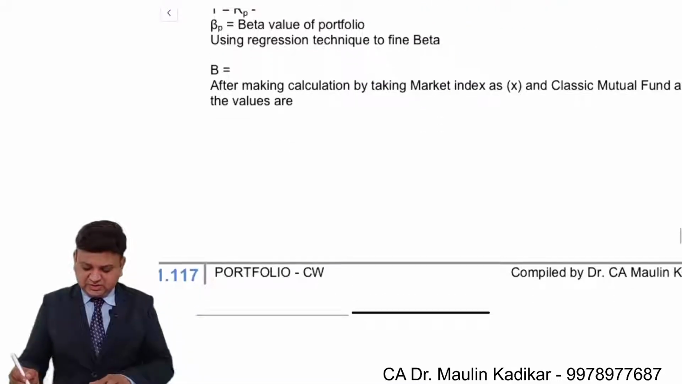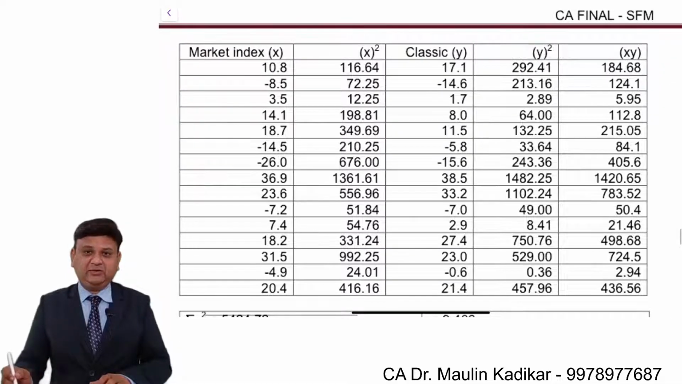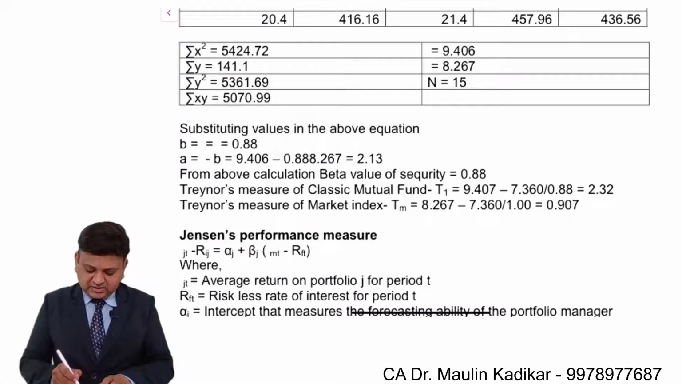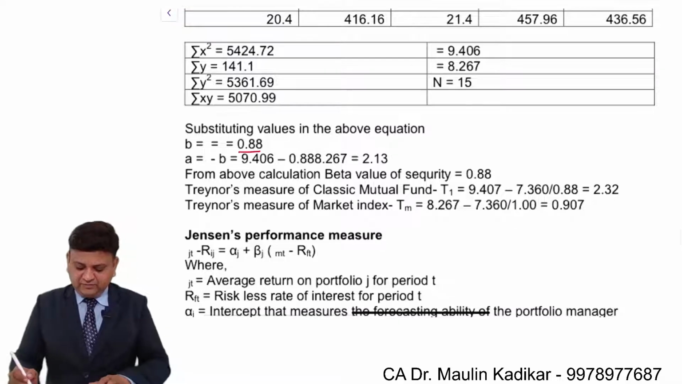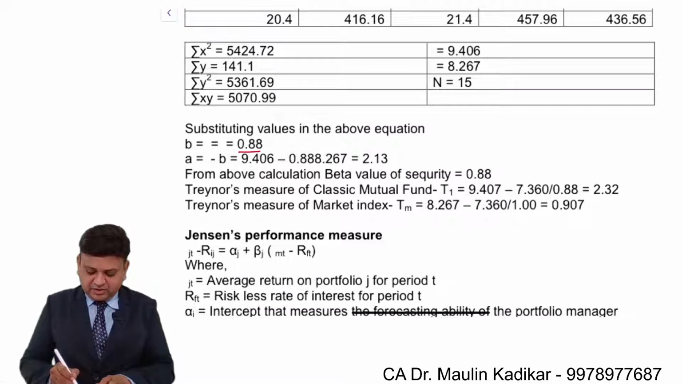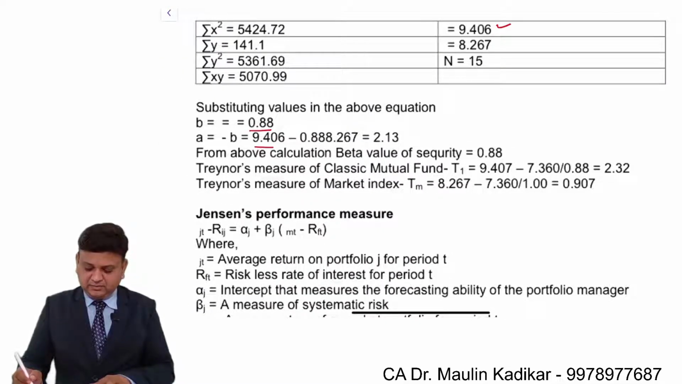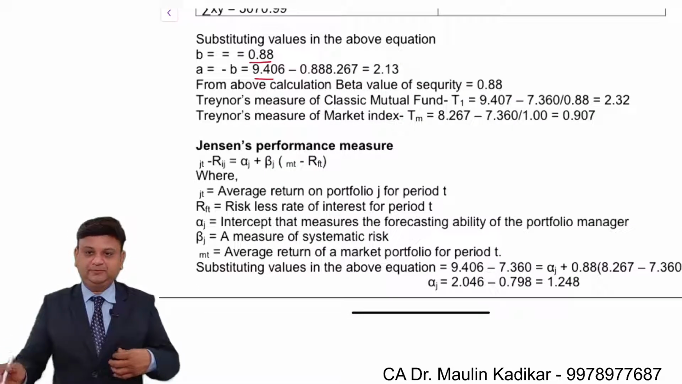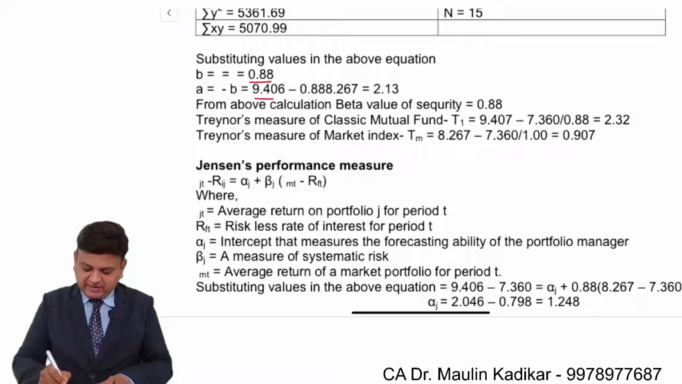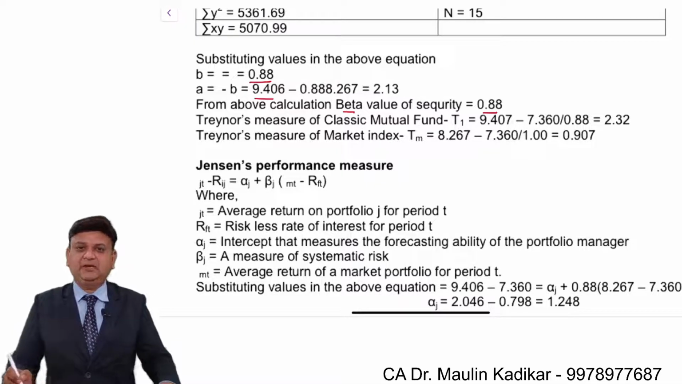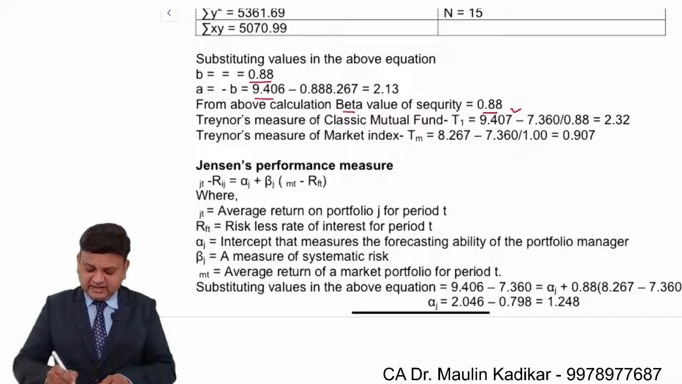As far as the Treynor's ratio is concerned, first of all beta will be calculated. With the kind of formula we usually apply, the beta is calculated as 0.88. So now we make the computation like this. It is return of the security 9.406 minus risk-free rate of return, divided by the beta value 0.88. That is the routine calculation we make, covariance of the security with the market divided by variance of the market portfolio. It is RM 9.406 minus RF 7.36 divided by beta.